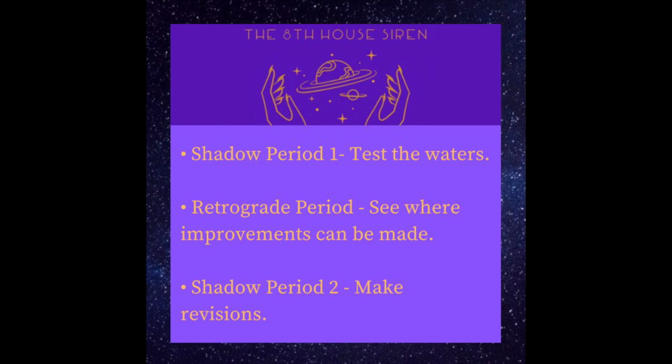So in short, shadow period 1 is for testing the waters. The actual retrograde period is to see how everything unfolds, look at your new process with a critical eye, and then see what changes can be made. And then the second shadow period is for making revisions.